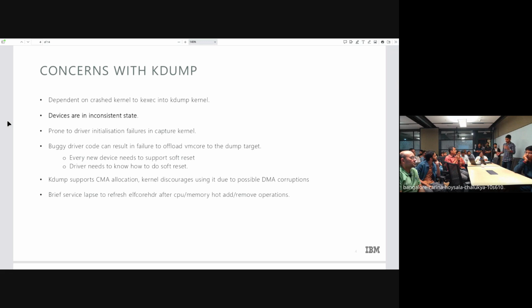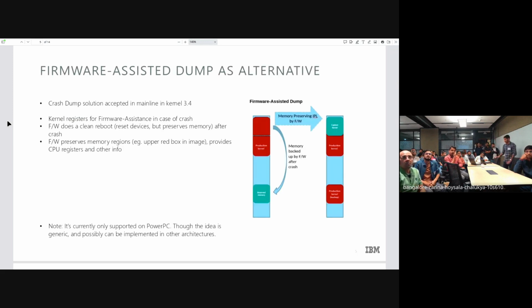Even if a normal shutdown had happened, it would again go through the kdump path. But anyways, in kdump, we don't want to lose that vmcore. We want to have it to debug later on. Okay, this time is available. I will go to the next slide.